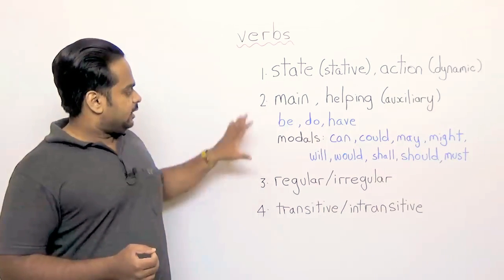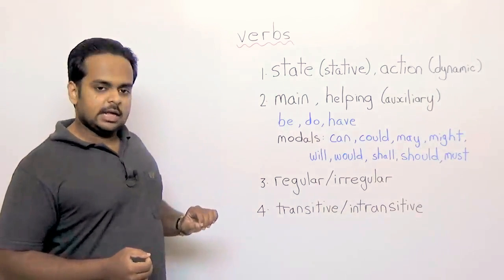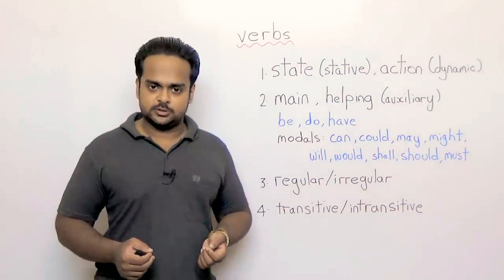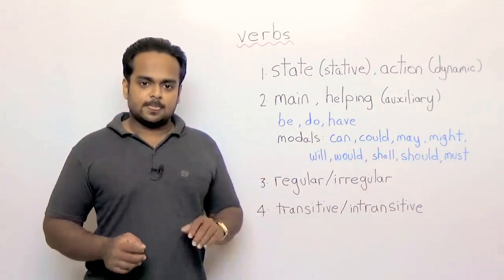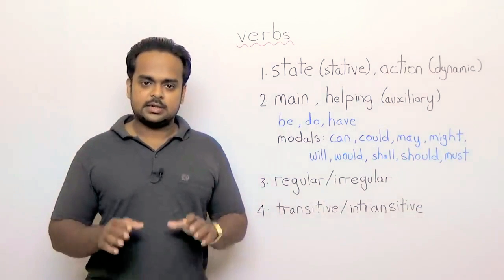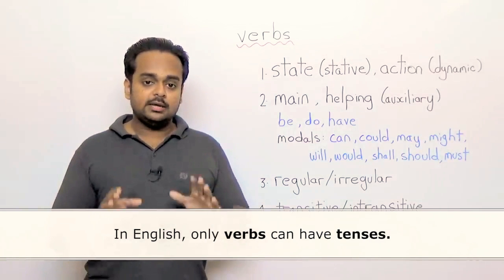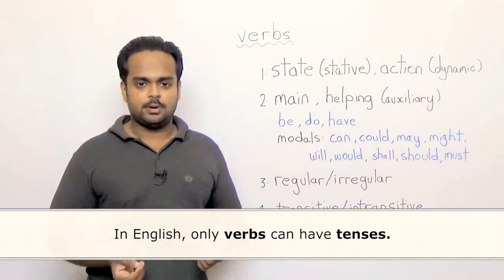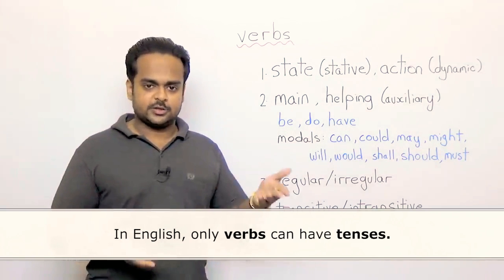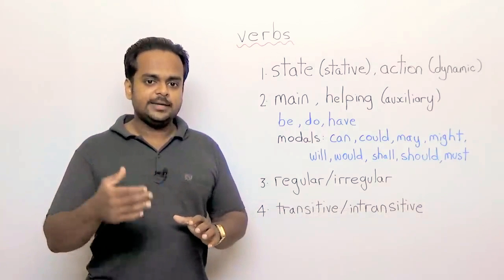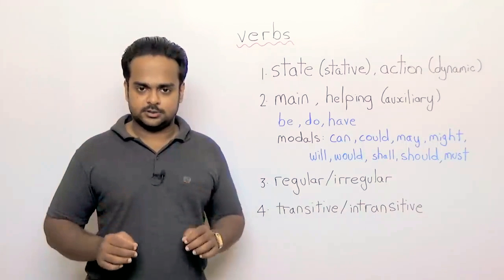All right, so that's our discussion of main and helping verbs. Let's now move on and talk about regular and irregular verbs. To understand these, you need to know a little bit of background information. And that is that in English, only verbs can have tenses. Of course, you know about past tense, present tense, and future tense. But to make tenses, we change the forms of verbs.